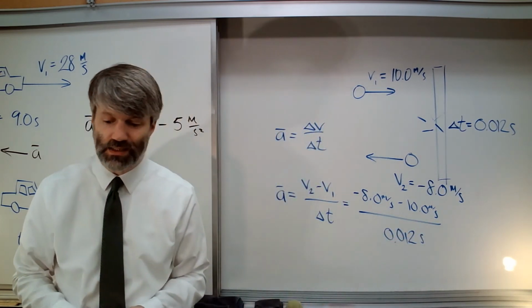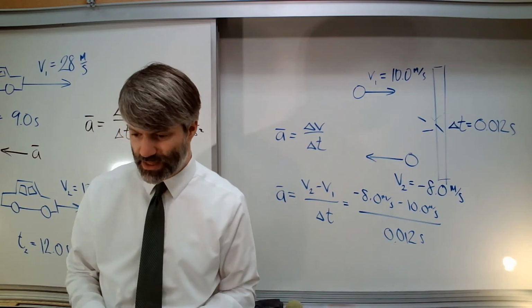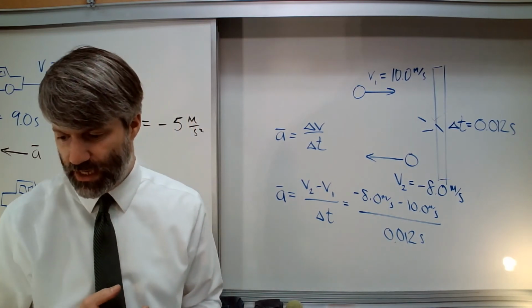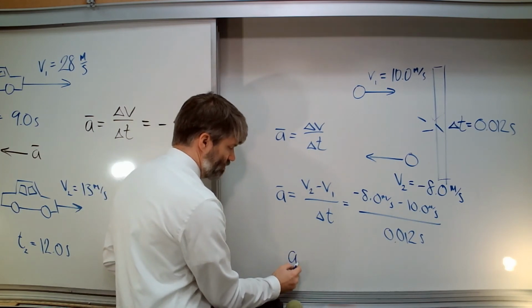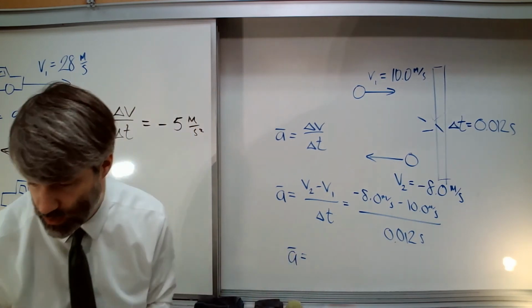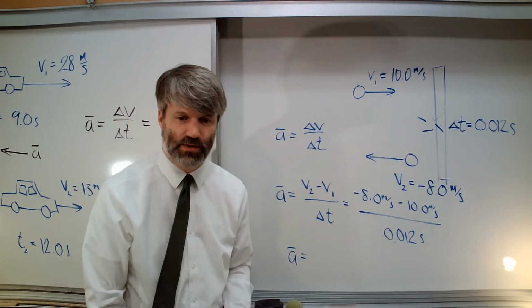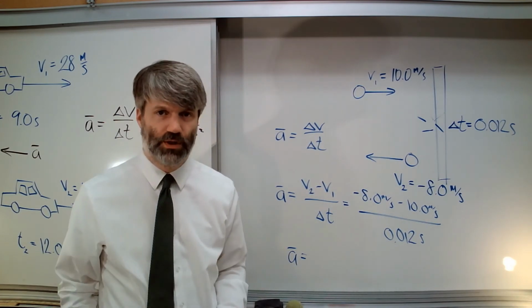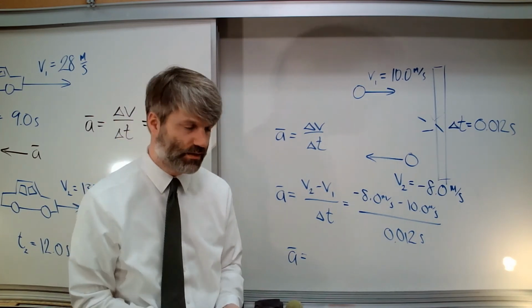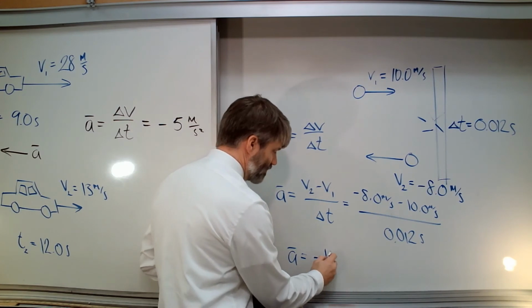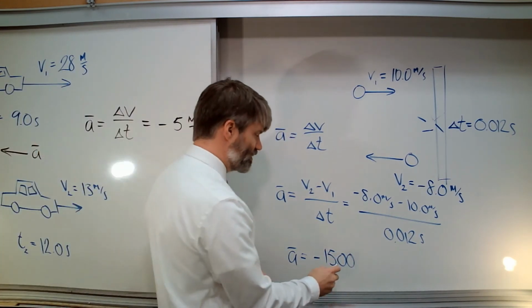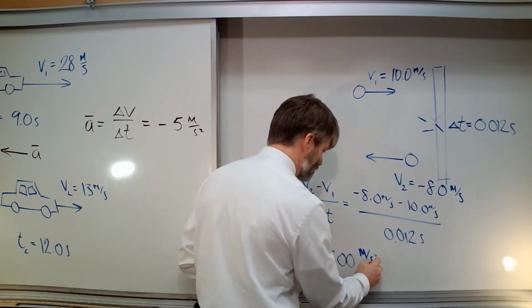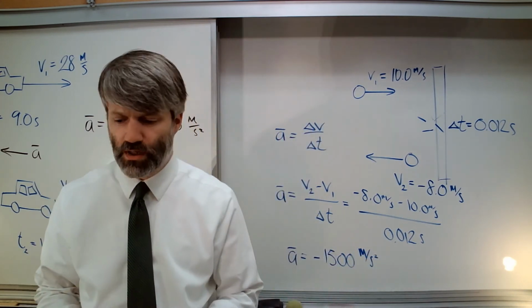We should expect a pretty large number in this case, and that's just what we get. Hang on, sorry. I was going to do this with my calculator. It's about negative 1,500 meters per second squared. All right.